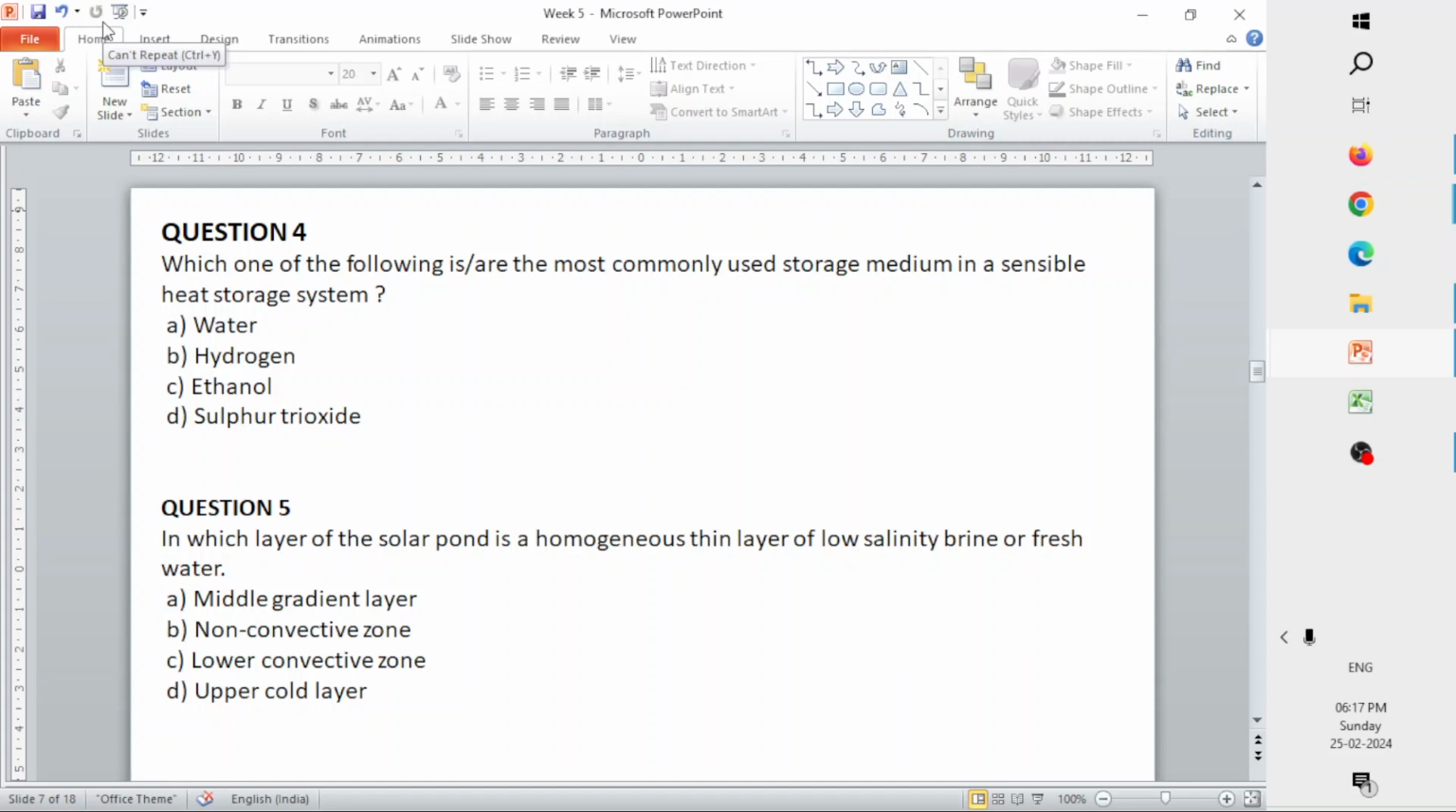The chances of these kinds of questions appearing in your exam will be more, because this particular week is confined more towards the conceptual side rather than the problem solving side.